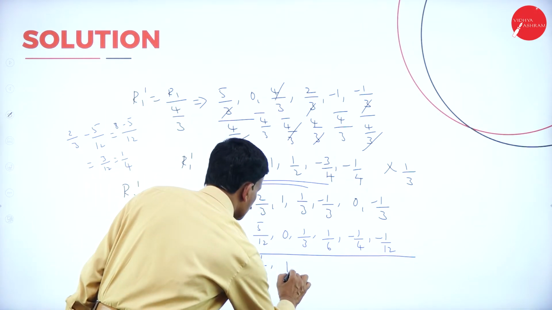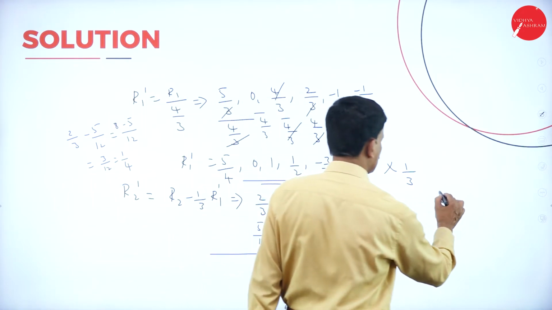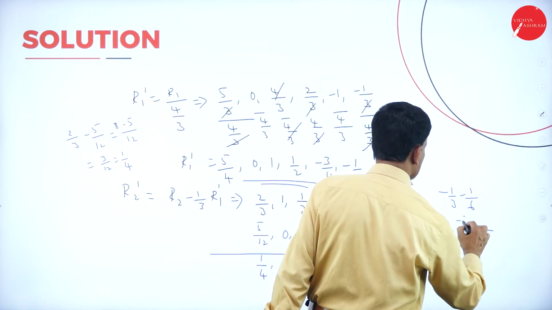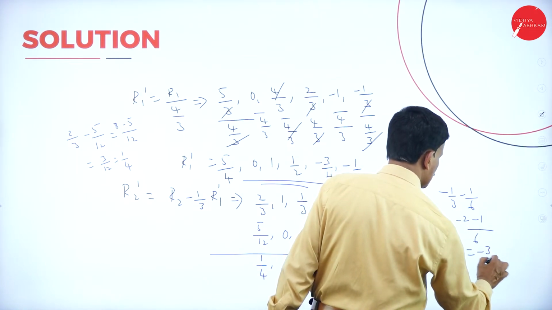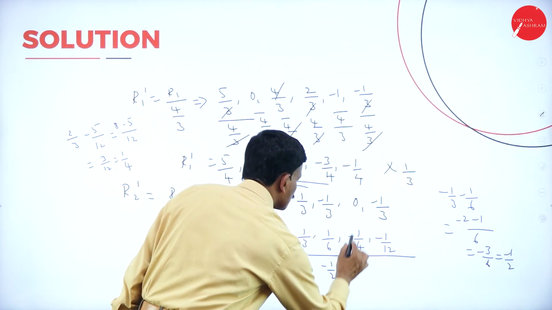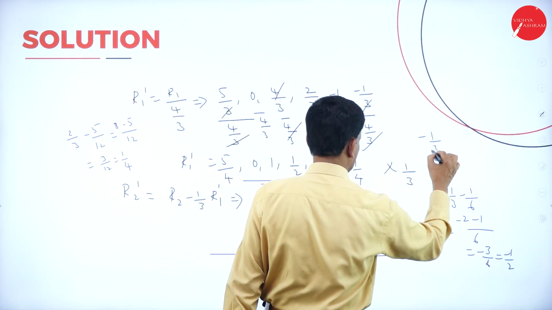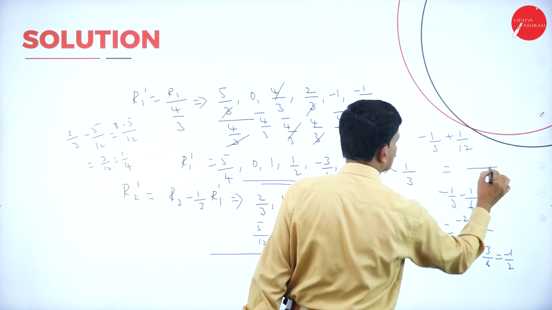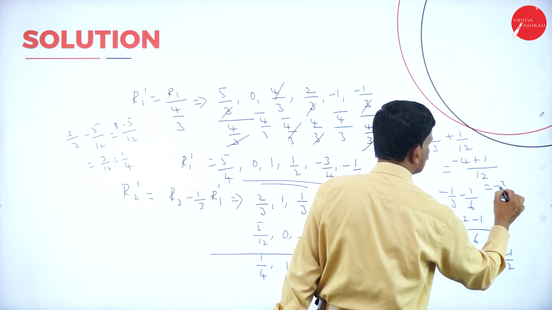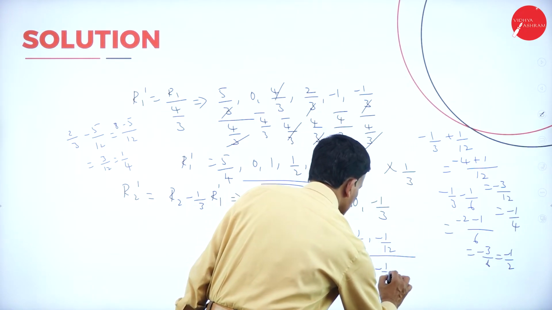1 minus 0 is 1. 1 by 3 minus 1 by 3 is 0. Again this is minus 1 by 3 minus 1 by 6. So take LCM, 6 is the LCM. This is minus 2 minus 1 is minus 3 by 6, which means minus 1 by 2. This is minus 1 by 2. 0 minus, minus into minus is plus. Again minus 1 by 3, minus into minus plus 1 by 12. Take LCM, 12 is the LCM. Minus 4 plus 1 is minus 3 by 12, which is minus 1 by 4.